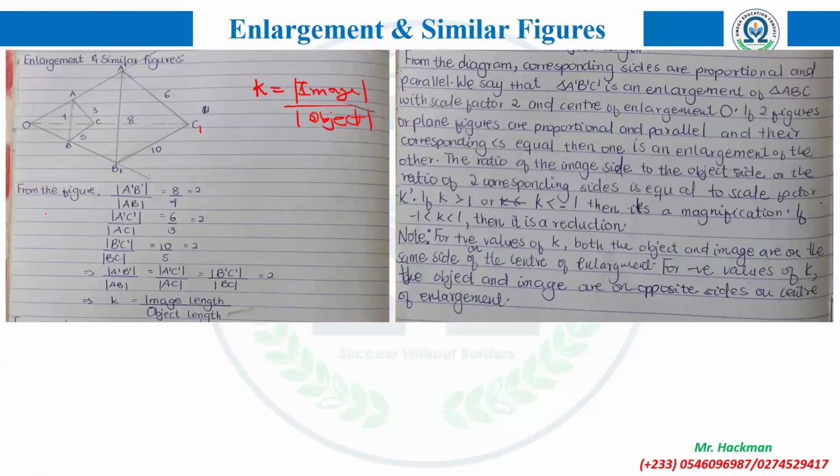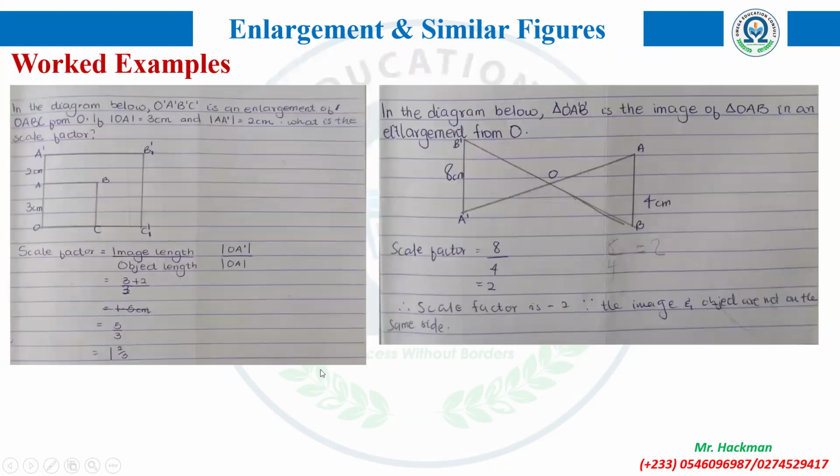I think it's not clear, so let me write it well. This is 4. So you are going to get 8 over 4. You can use any two corresponding sides, and that will always give you the same scale factor. Just as you have here, your scale factor K will always be the image length over the object length. This is something that you know, and even in IS you do that as well. So this takes us to our next slide. With this one too, you are just asked to find the scale factor.